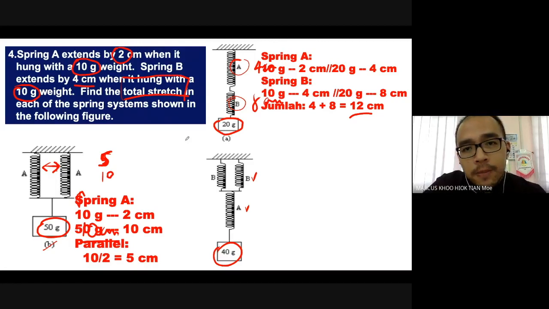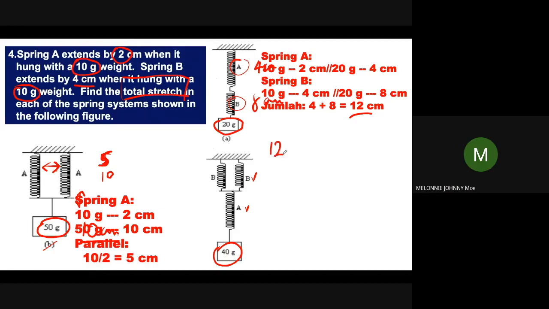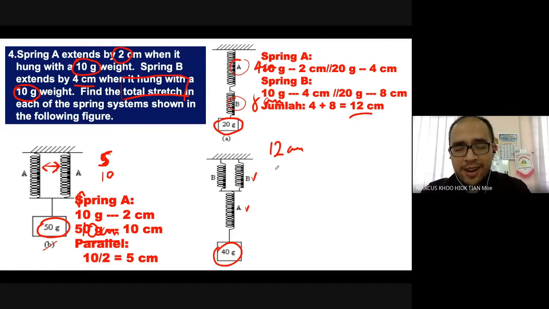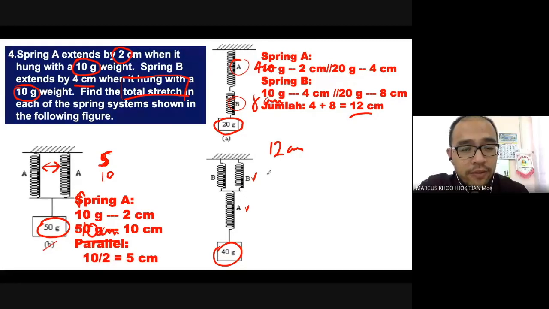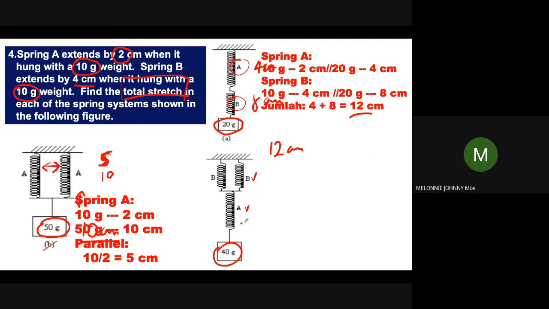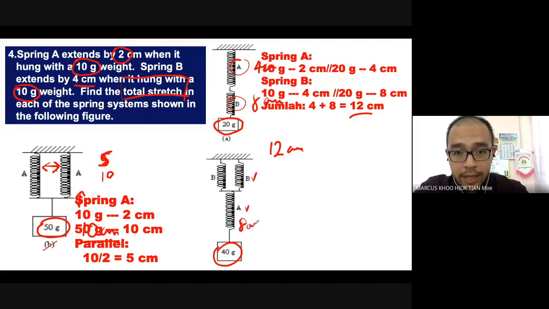Twelve. Okay, somebody, Mordecai said 12. Anybody? Okay, Melanie also said 12. 12, huh? Okay, let's double check. A should extend by how much? 8. A should extend by 8.